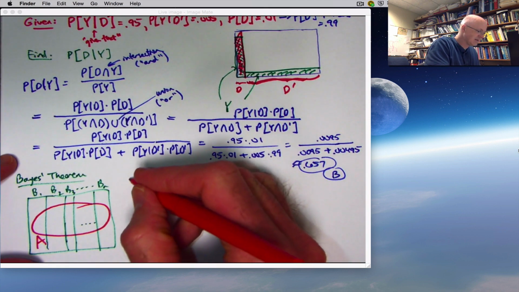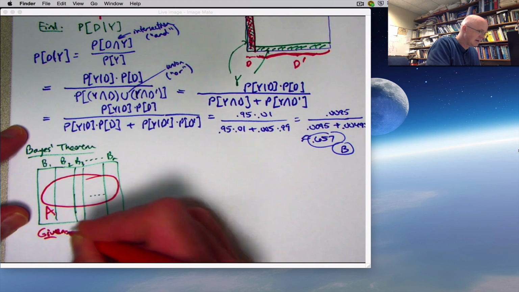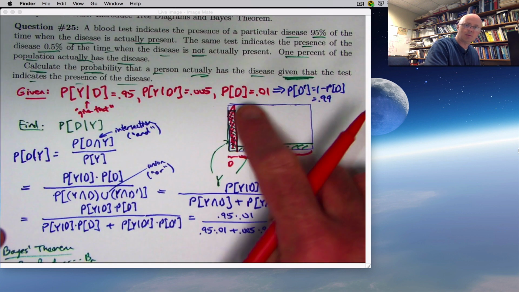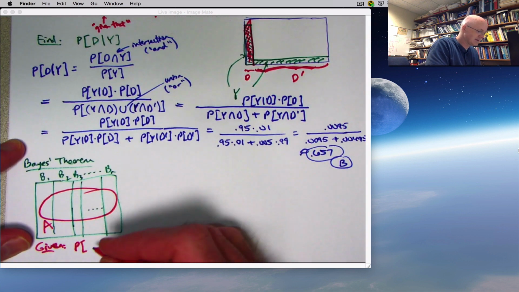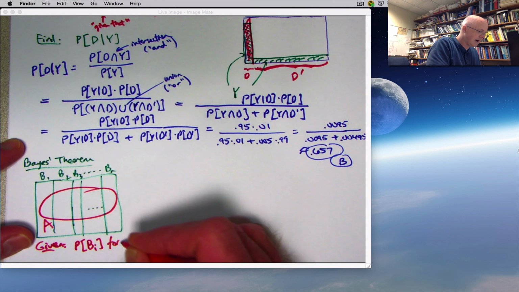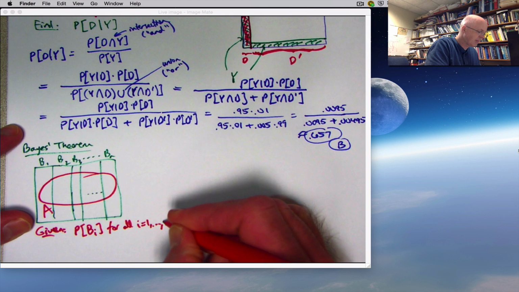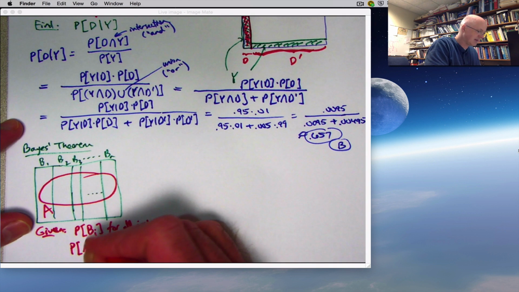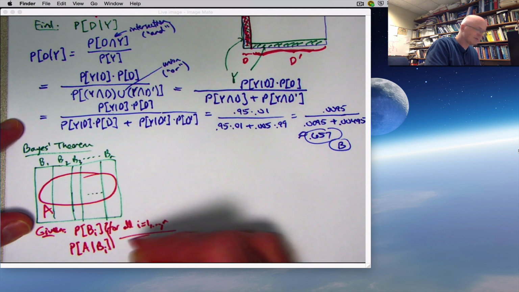And you're given some information. You're given the probability of all the B's, just like we knew the probability of D, and we could figure out the probability of D prime easily. So let's see, we're given the probability of the Bi's for all i, i equals 1 through n. And we're also given some conditional probabilities. We're given the conditional probability of A given Bi. That's also for all i from 1 to n.